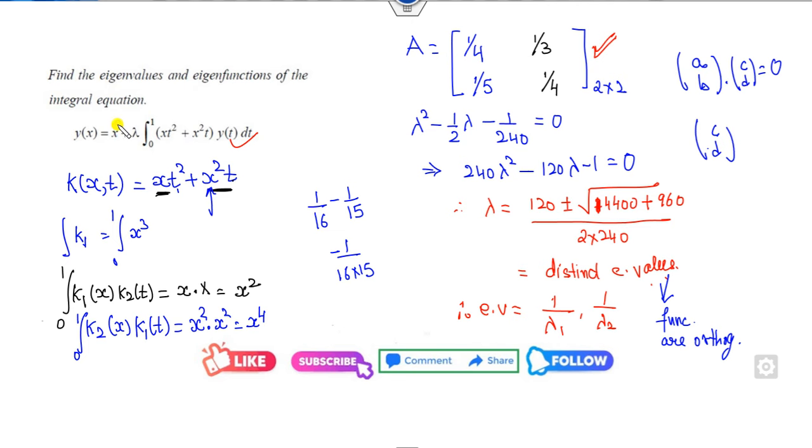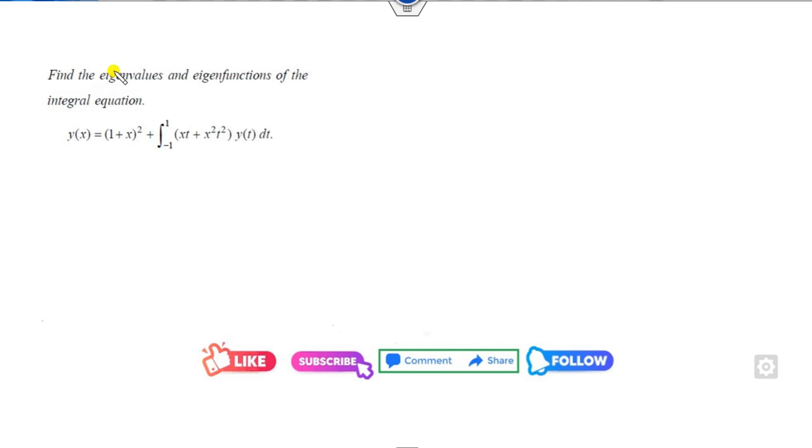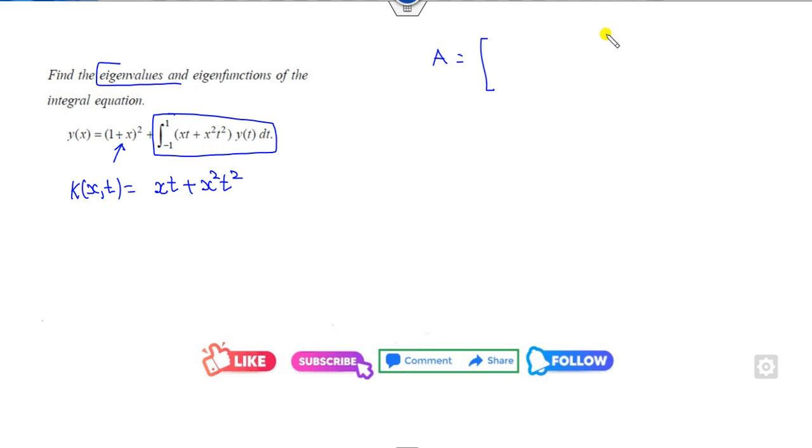Now you can see that this is not homogeneous, fine, but always remember, whenever we are talking about the eigenvalues, we always look at the kernel. We don't bother about whatever the function is here. This is used when you are finding the solution, fine. So again, you can see it's xt plus x square t square. Now clearly this is symmetric, fine. So once it's symmetric, these values are the same. So what is k1? X comma x from 1 to minus 1 is x square. What is the integration from minus 1 to plus 1? It is 2 by 3.